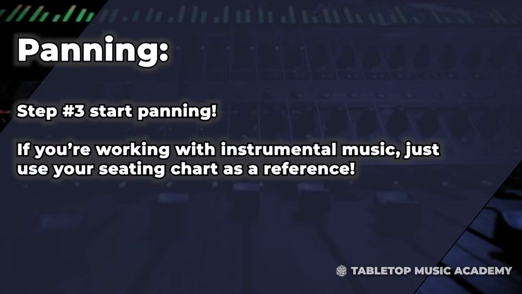Step number 3 is to start panning. If you're working with strictly instrumental music, this step is pretty straightforward. Just find an orchestral seating chart and try to imitate the positions for each instrument in your arrangement. I usually work left to right, so I will start with the first violins.